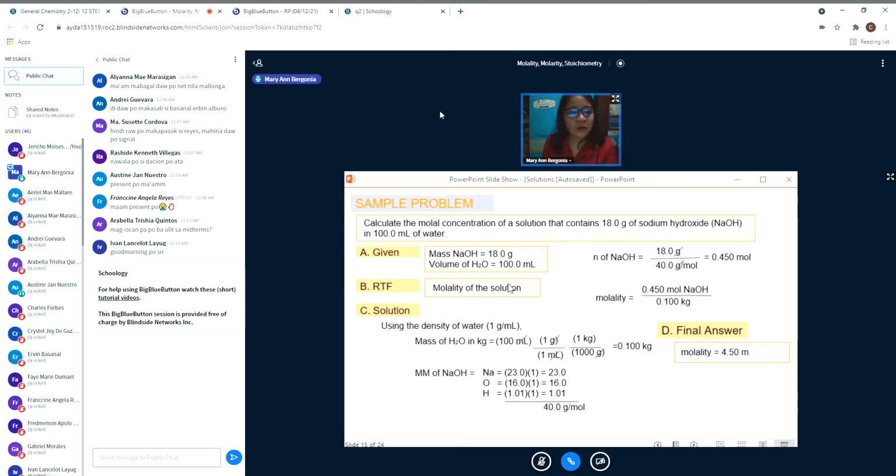Ma'am, paano po kung 100 lang, hindi po 100.0? Eh di 1SF lang po yun. Ano po yung magiging final answer namin? So if in case halimbawa ang given dyan is 100 lamang at walang 100.0, ang magiging final answer mo is 5, not 4.50. Hindi rin 4.5. Just 5. 5 molal. Yun lang. Co-convert, i-round off mo na siya. Questions pa po?